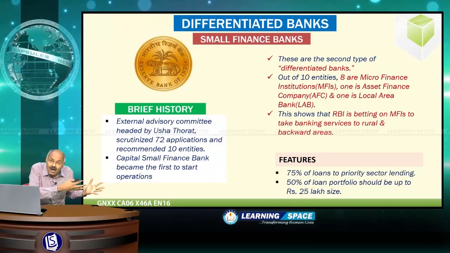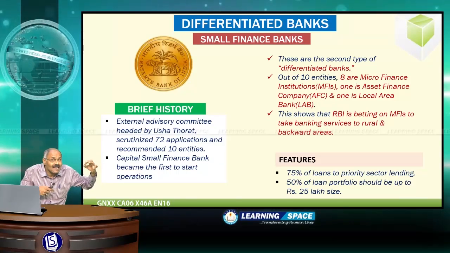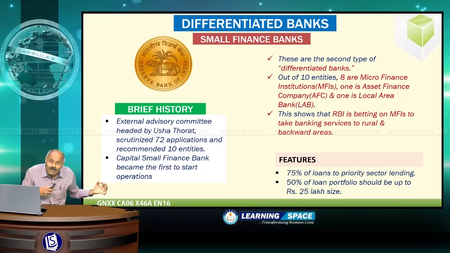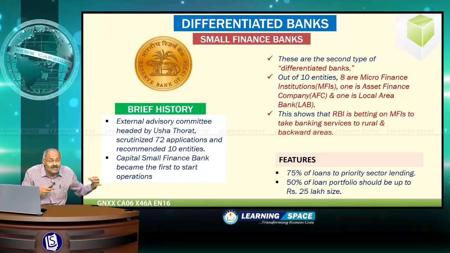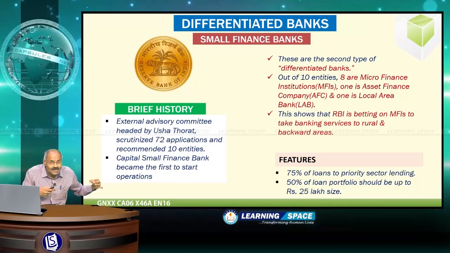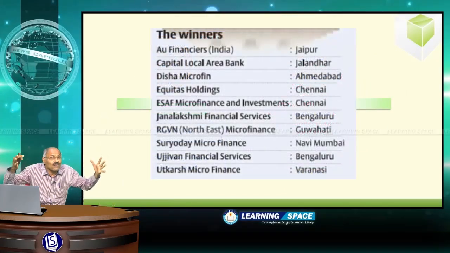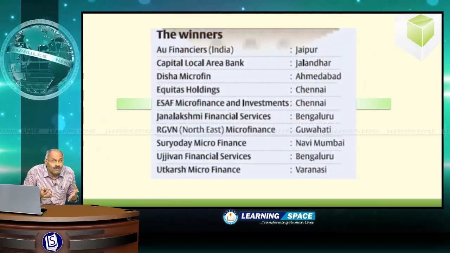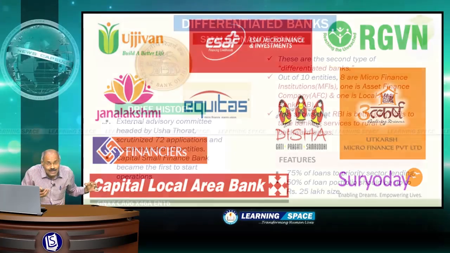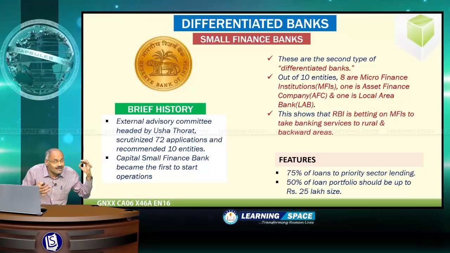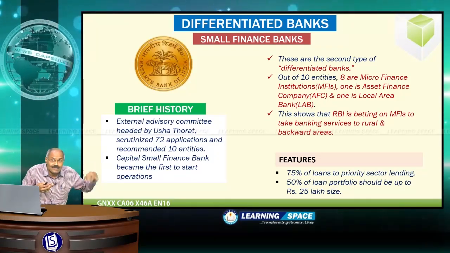If you go back to history, out of the 72 applications, 10 were granted licenses based on the External Advisory Committee headed by Usha Thorat, and Capital Small Finance Bank became the first in the country to start operations. This is a Jalandhar based bank, right? Then Equitas, based in Chennai, also started their operations. Overall 10 firms are going to start operations as far as small finance banks are concerned. Out of 10 entities, 8 are microfinance institutions. This is very important.